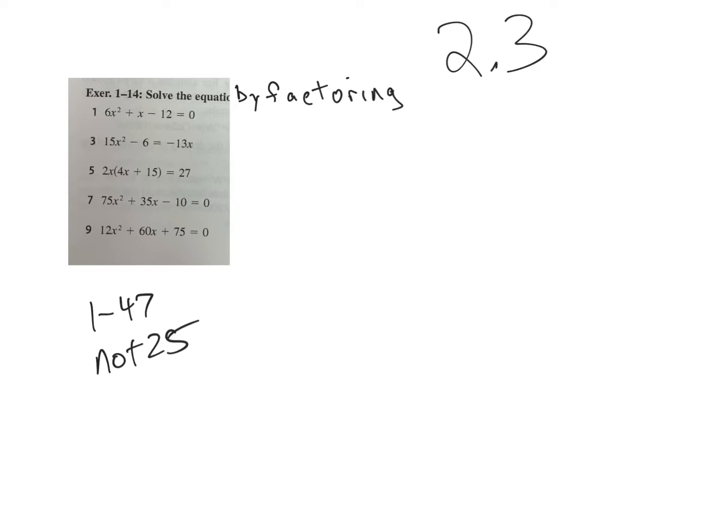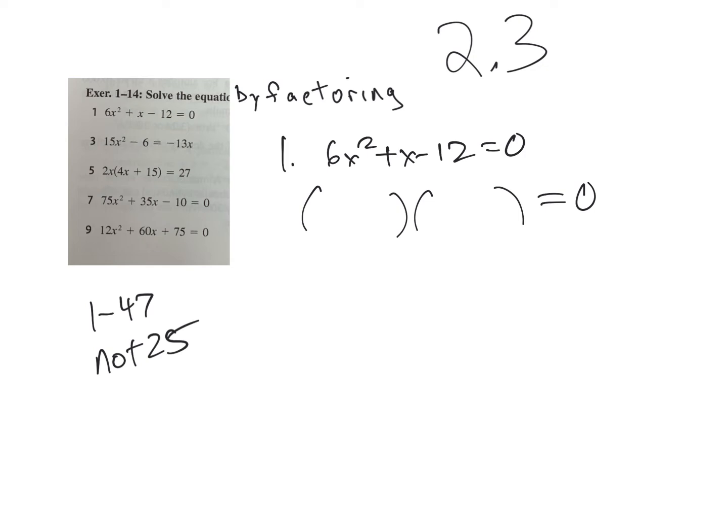All right, so this is 2.3. Let's solve the equation by factoring. So number 1 is 6x squared plus x minus 12. All right, so again, factoring, and then we'll solve it.